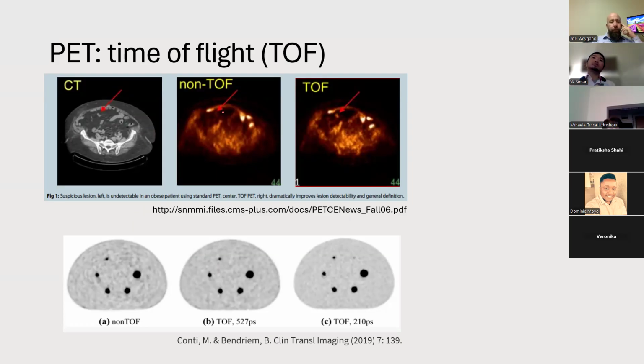So in this case here, you have the CT images, right? You have non-time of flight and time of flight. You cannot see the lesions over here. You cannot see anything there because it's low contrast, right? And you can see it over there. The reason is that with time of flight, when you reconstruct the image, it converges faster.